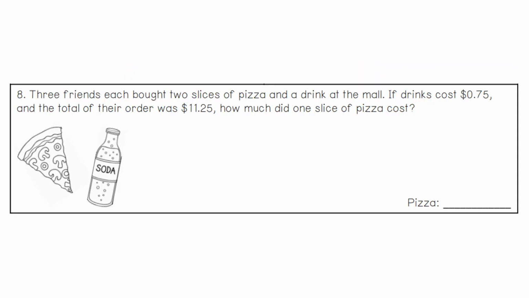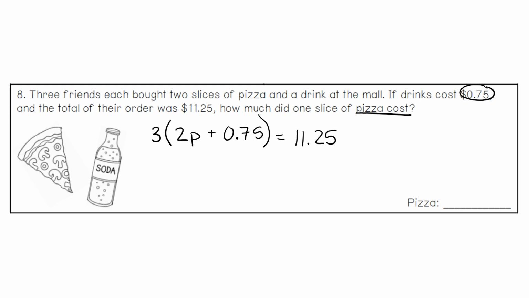For number 8, we have 3 friends who each bought 2 slices of pizza and a drink at the mall. We don't know how much the pizza costs, so I'm just saying 2p for 2 pizzas. It tells us the drink costs 0.75 cents, and then we know the total of their order was $11.25. So we solve our equation starting by multiplying.